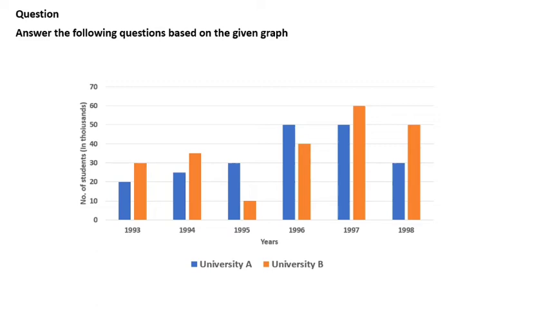Here, University A and University B. 2 universities are given, and here you can see the number of students in thousands. These are very, very important points you have to look into when you solve the exam paper. Number of students in thousands. So all these values that are given are in thousands. So 93, 94, 95, 96, 97, 98, 6 years. Blue line indicates University A and orange line indicates University B. So based on this graph, let us go to the questions.